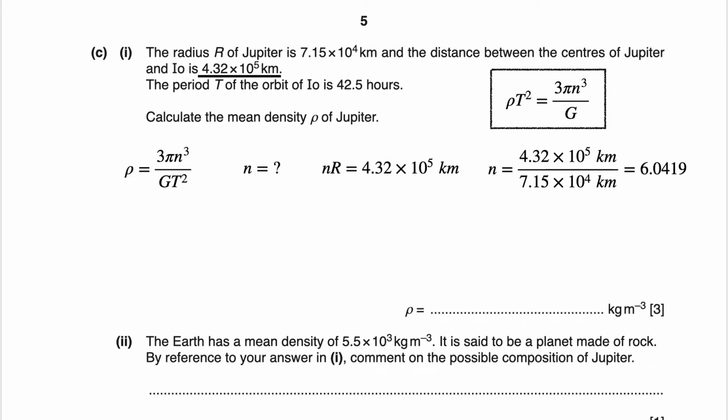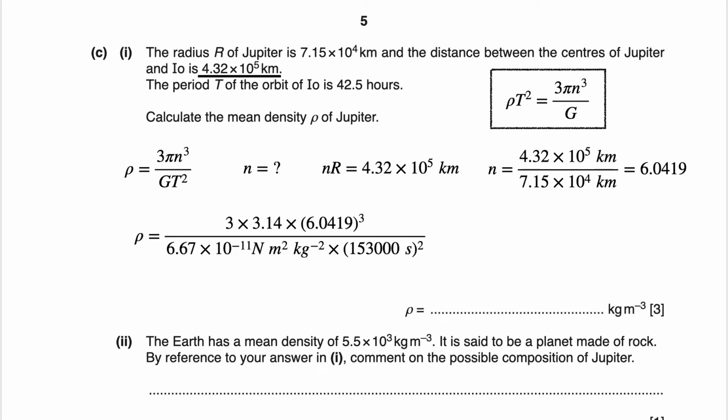Now if I replace all the values in the first equation, rho equals 3 pi n cube divided by G T square, where G is the gravitational constant, I get this equation. But we have to be careful that the time period T is given as 442.5 hours. So we have to convert it into the standard SI unit, which means seconds. I am going to multiply it by 60 and by another 60, first minutes and then seconds. So what I get is 1,53,000 seconds. We have to be very careful, because if we don't convert this into seconds, we will not get the final answer.